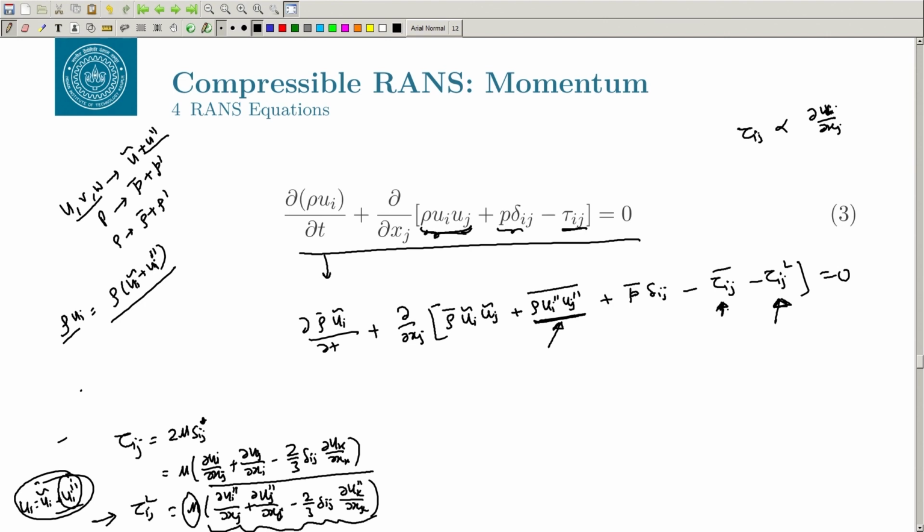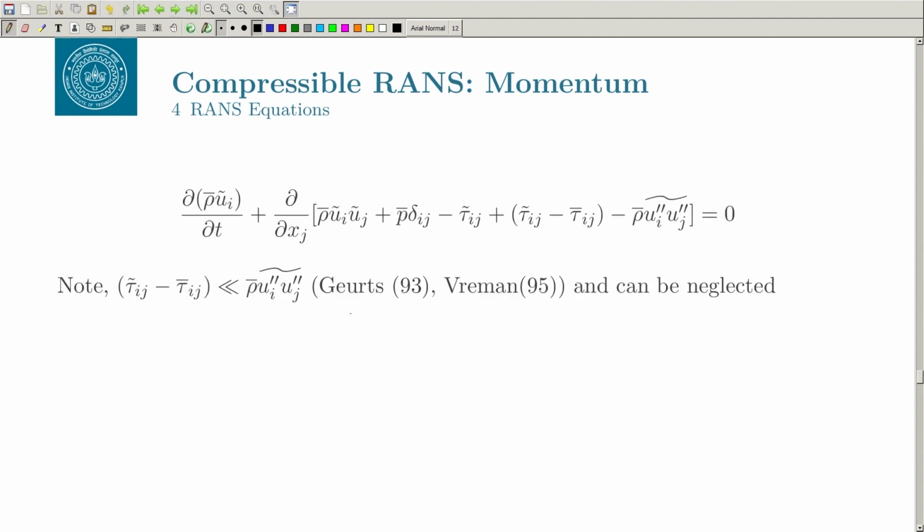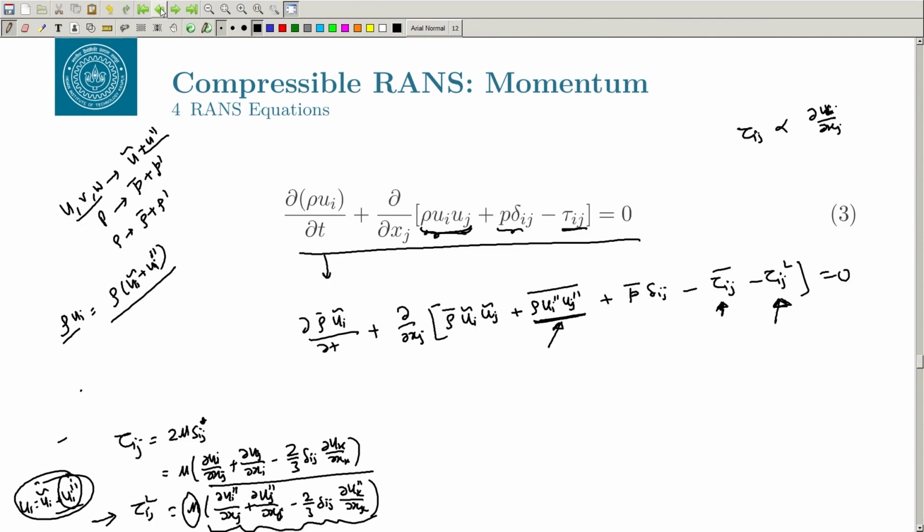It has been found in many experiments, I think by Bremen and Gewitz, that this value, tau_ijL, is very small compared to the value due to your turbulent fluctuations. So you can neglect this term entirely. What we have now is these 4 terms.